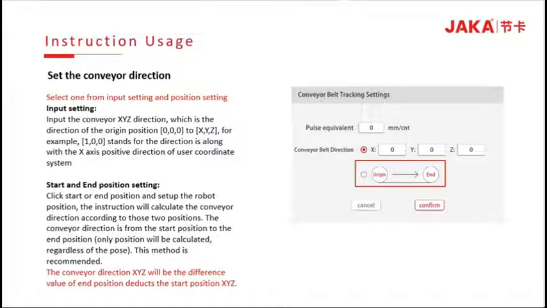The instruction will calculate the conveyor direction according to those two positions. The conveyor direction is from the start position to the end position. Only position will be calculated regardless of the pose. This method is recommended. The conveyor direction X, Y, Z will be the difference value of the end position minus the start position X, Y, Z.